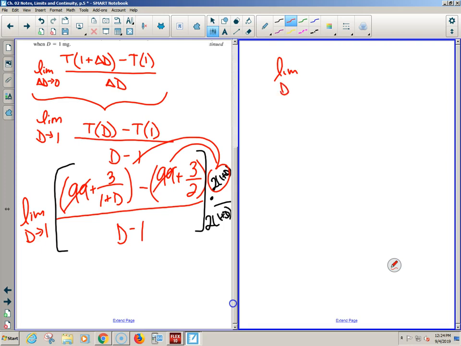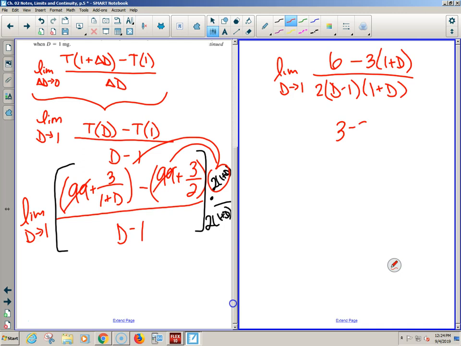We have the limit as d approaches 1 of 6, right? 3 times 2 and the 1 plus d's cancel. Minus, the 2's reduce. 3 times 1 plus d, don't kill a seal, distribute that negative, my sillies. 6 minus 3 is going to be 3 minus 3d. You guys agree? That distribute all over. You guys see how this d minus 1 is going to reduce with the top and a 3 is going to be left?